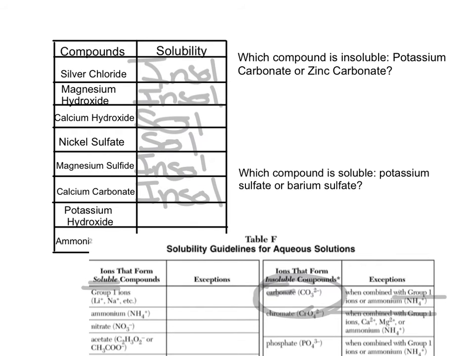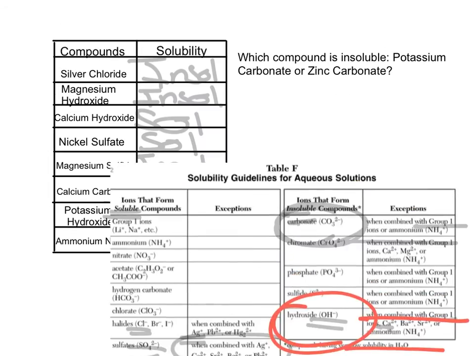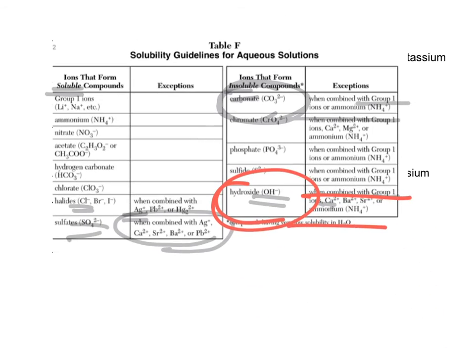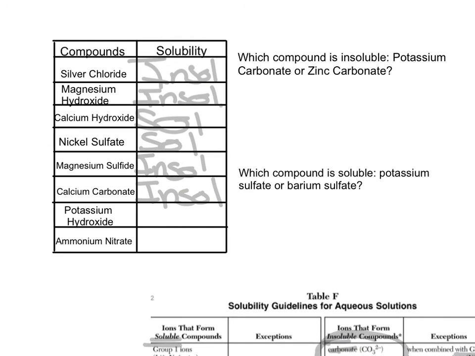Then we take a look at potassium hydroxide. Hydroxide is all the way at the bottom here. Hydroxide's only exception is group 1, calcium, barium, strontium, or ammonium. So if we take a look at the question, it is potassium. Potassium is indeed a group 1 metal, making it an exception to this rule. Thus, it has to be soluble.